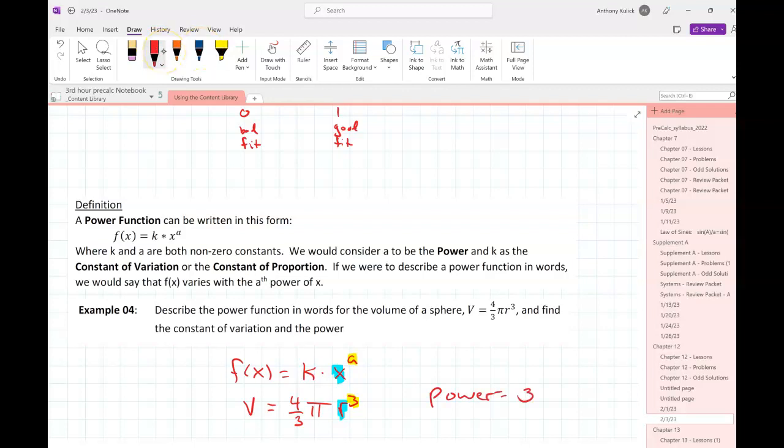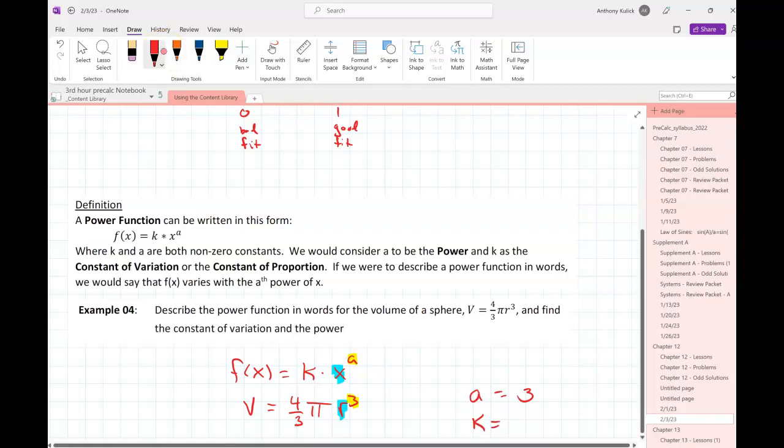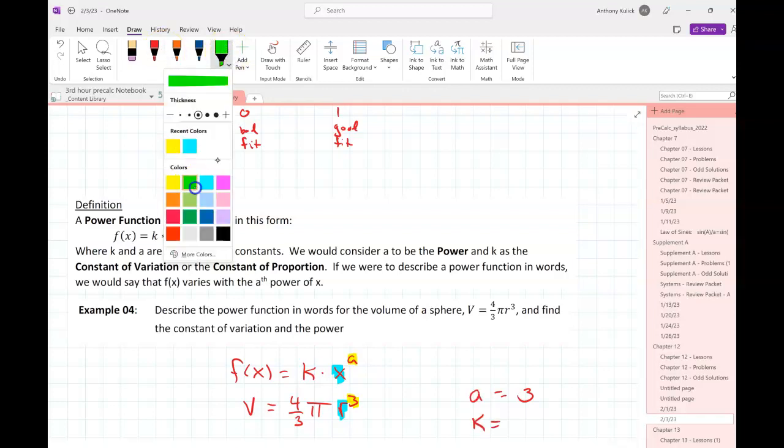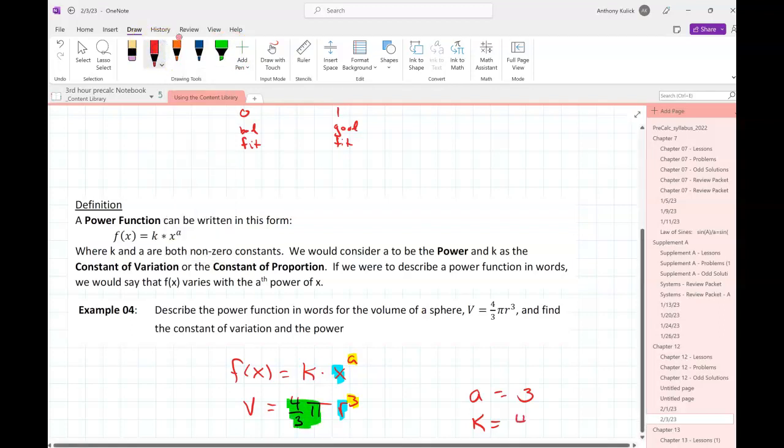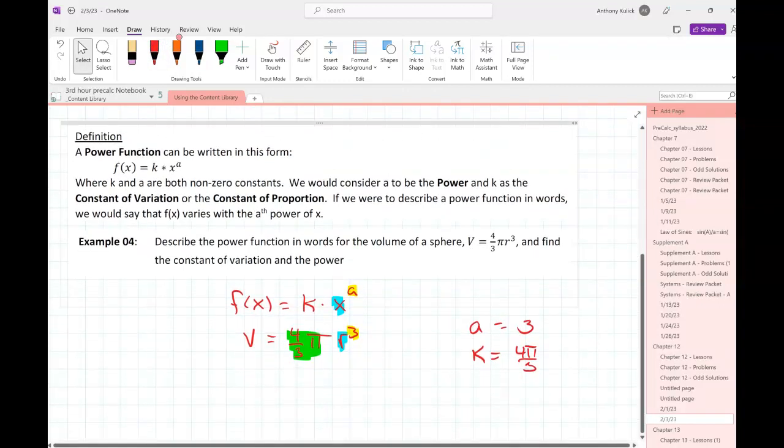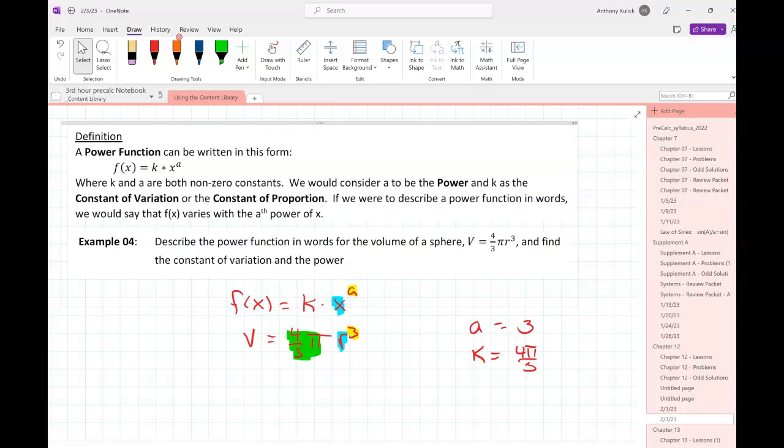And what's the constant of variation here then? 4/3 pi. Yeah, that whole thing is our k, because all of those are constants, so they're all just part of k. Right? 4 is a constant, 3 is a constant, pi is a constant. The product of those three constants is just our value for k.